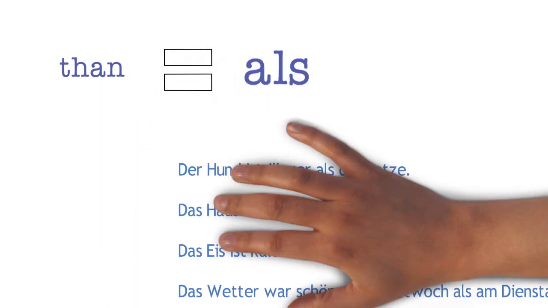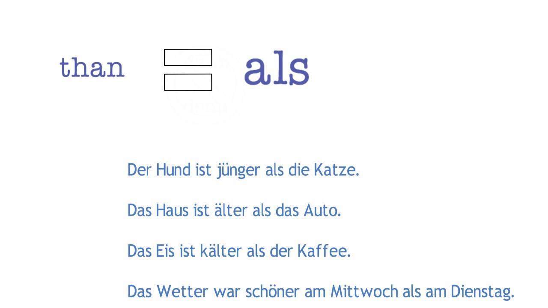Der Hund ist jünger als die Katze. Das Haus ist älter als das Auto. Das Eis ist kälter als der Kaffee. Or das Wetter war schöner am Mittwoch als am Dienstag.